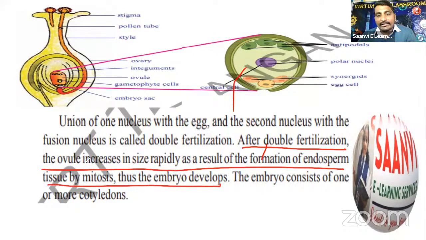The embryo will develop. Embryo consists of one or more cotyledons, that is enough. So very, very important: after double fertilization, what will happen? Many times it has been covered. Next, very, very important, this page.